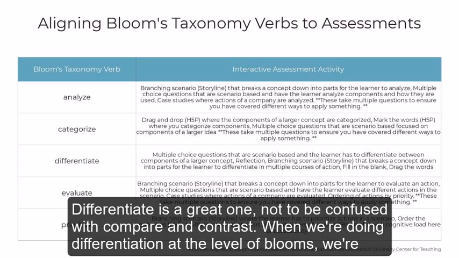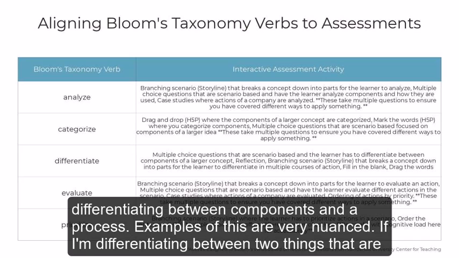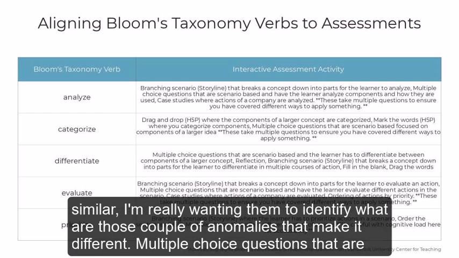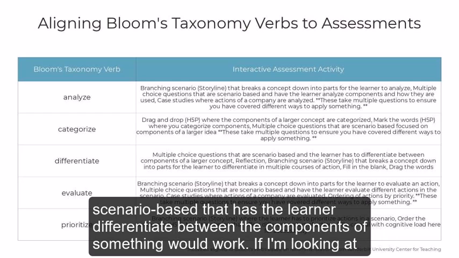Differentiate is a great one, not to be confused with compare and contrast. When we're doing differentiation at the level of Bloom's, we're differentiating between components and a process. Examples of this are very nuanced. If I'm differentiating between two things that are similar, I'm really wanting them to identify what are those couple of anomalies that make it different. Multiple choice questions that are scenario-based that have the learner differentiate between the components of something would work.